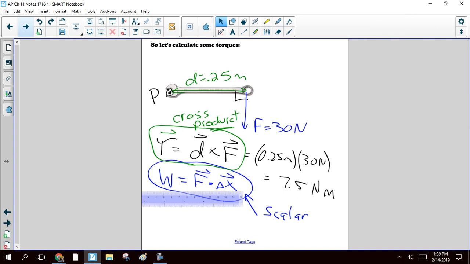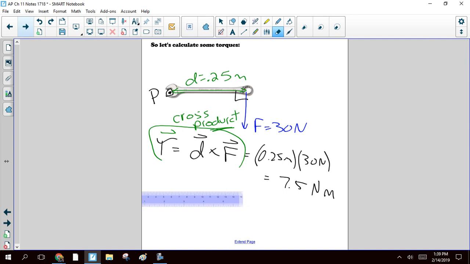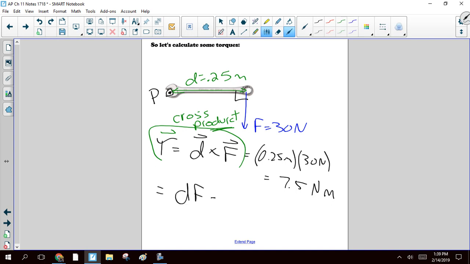And then I guess just to be clear, I should point this out. This is the same as doing d times F times the sine of theta. And here, notice our theta is 90 degrees, sine of 90 is 1, so it still gives us this answer.